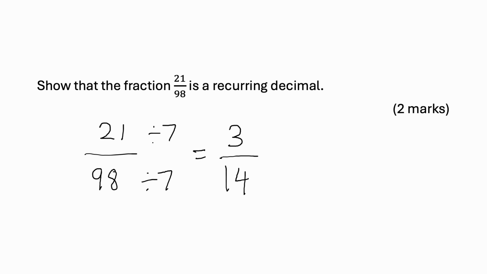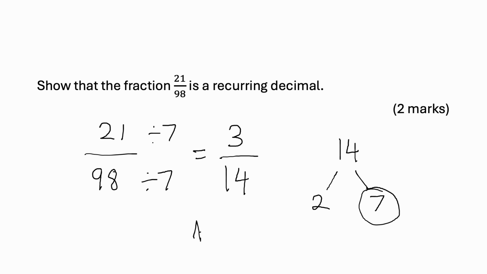Then what we do is we find the prime factors of 14. So the prime factors of 14 are 7 and 2. And because we have another prime factor other than 2, which is 7, that tells us that 3 over 14 is going to be a recurring decimal.